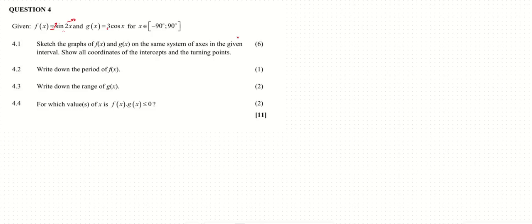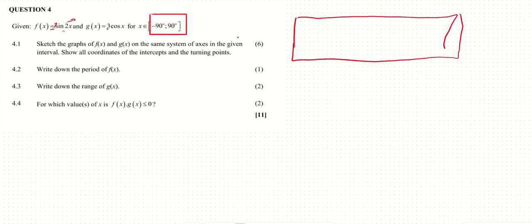The first question says this is the domain. We're going to sketch a graph in this domain. The question is, sketch the graph of f of x and g of x on the same set of axes in the given interval. Show the coordinates of the intercepts and the turning points. Now what do we do to sketch the graph? Let's quickly draw the table. I'll draw the table like this and put the values. Let me say this is x. I will have y for sine 2x, and I will have the g of x here, which is y for it.